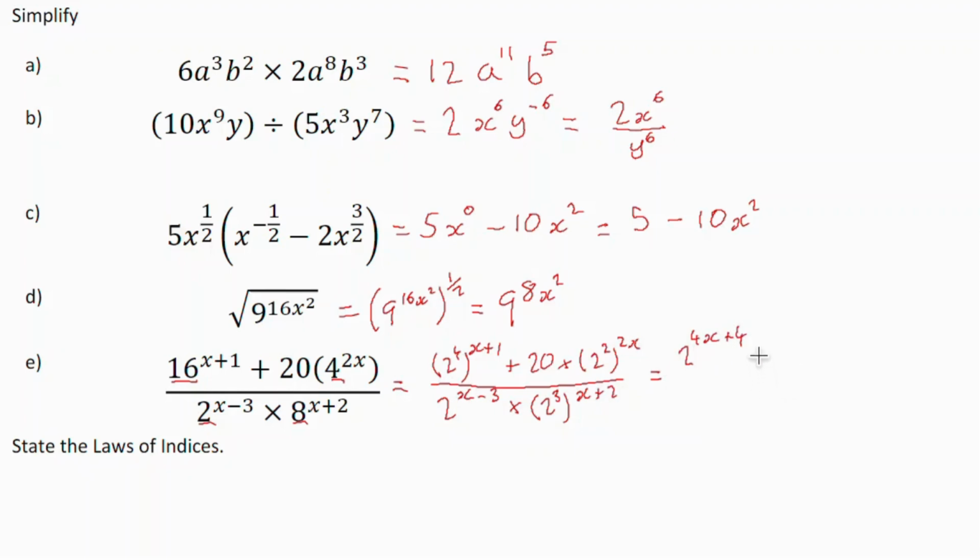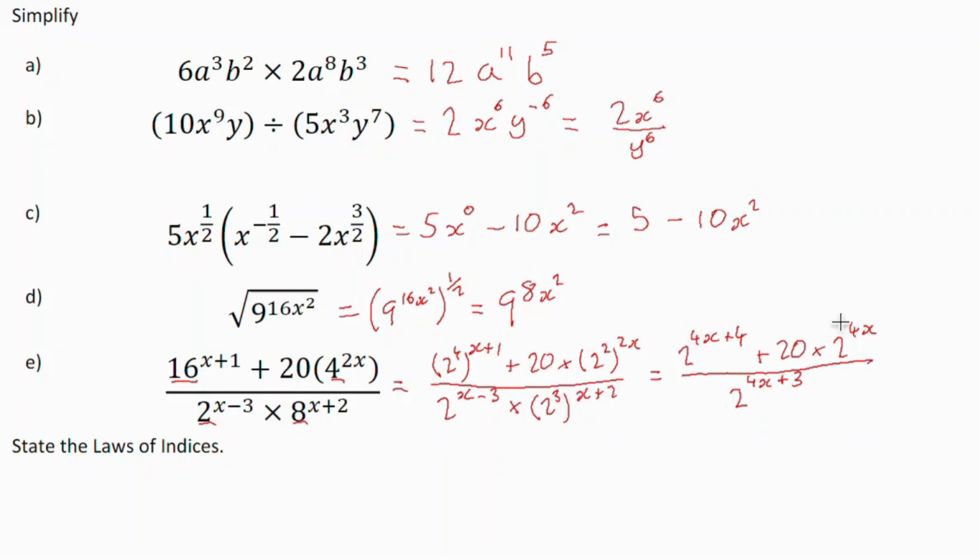Now using laws of indices on those 4 expressions, we get 2 to the power of 4x plus 4 plus 20 times 2 to the power of 4x over, and then on the bottom here I'm going to do 2 steps in one. This is going to give us 2 to the 3x plus 6, and then we're going to have to add those two bits together. So we get 2 to the x plus the 3x, so that's going to be 4x, and minus 3 plus the 6, so that's going to be plus 3.